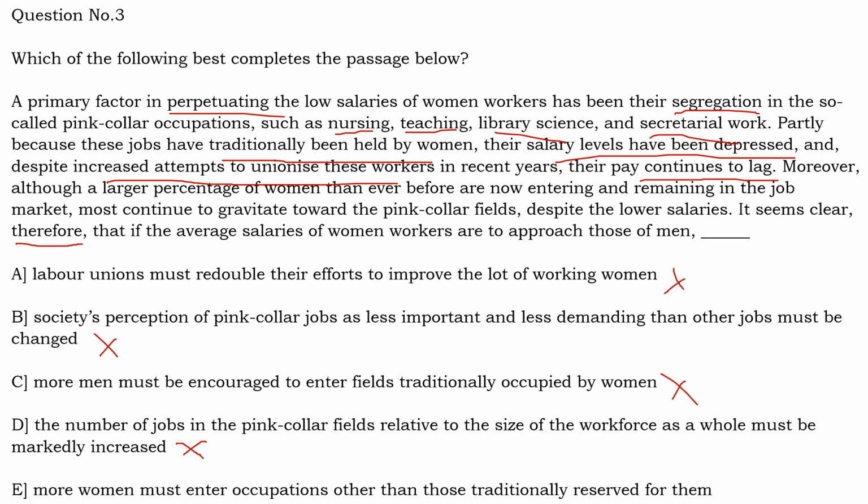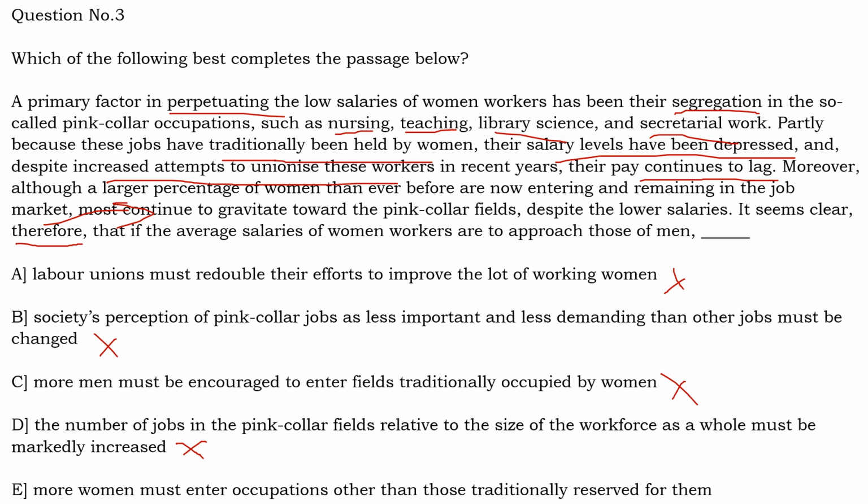So that is why it seems clear, therefore. Therefore is directly referring to the last reason. So it is clear therefore that if the average salaries of women workers are to approach those of men, what should be done? Women should enter fields other than the traditional fields into which they are naturally going. That is why it is given: more women must enter occupations other than those traditionally reserved for them. So women should go for jobs other than pink collar jobs, where the salaries are higher. Once they go there, the average salaries of women will become equal to that of men.